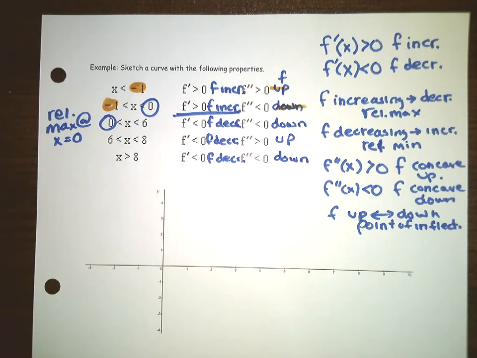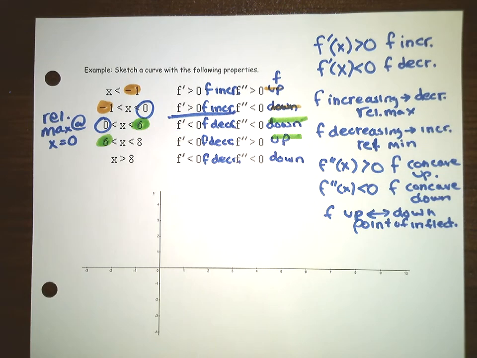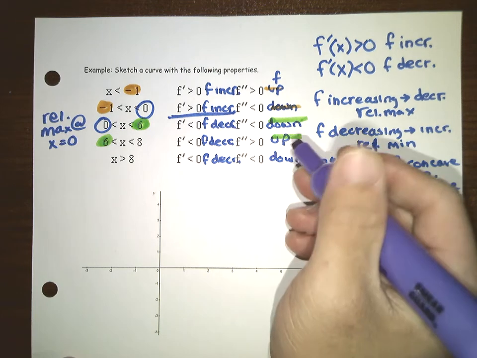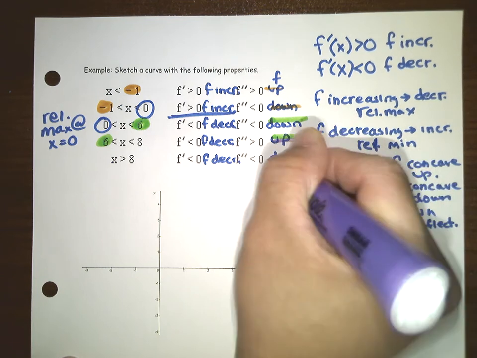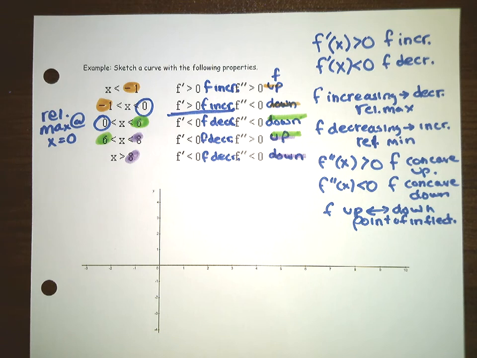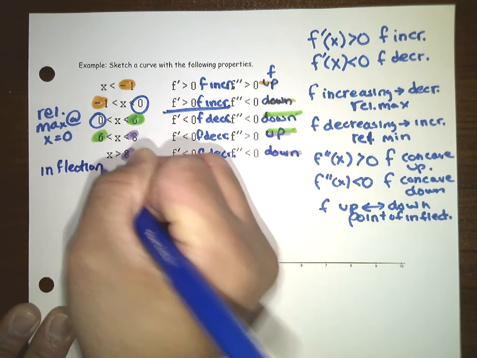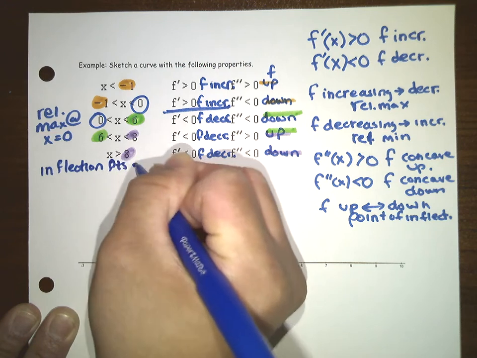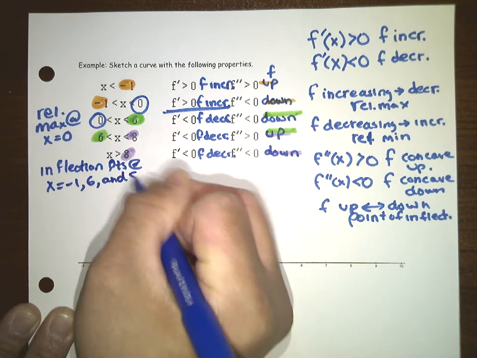And at this point where there's a change from down to up, there's an inflection point. And at this point where there is a change from up to down, there is an inflection point. So that means that there are inflection points at x equals -1, 6, and 8.